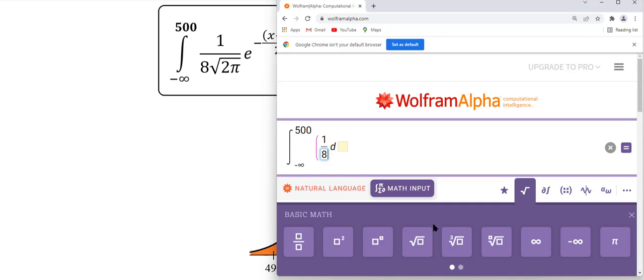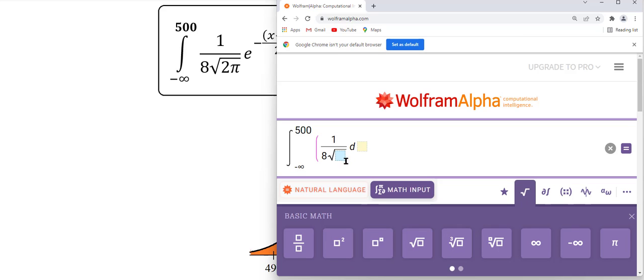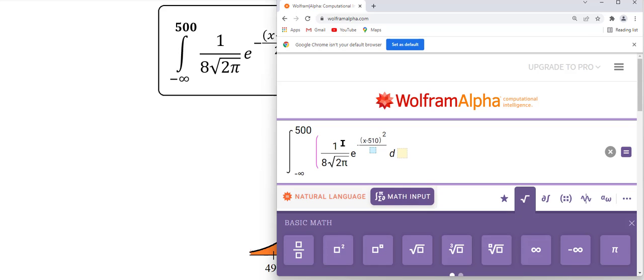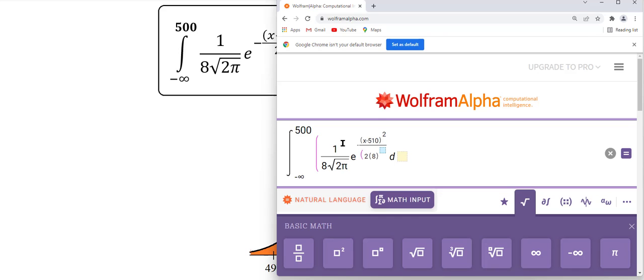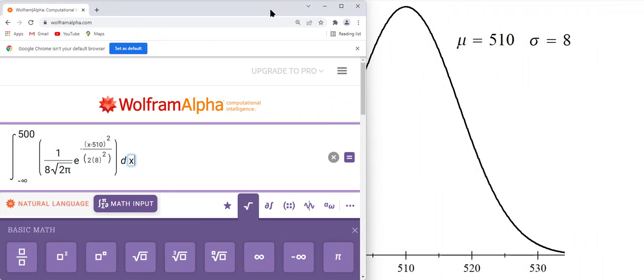So this is 8 times the square root of 2 pi. We have 2 here and we got pi. Then we go e to the power, in the routine manner, negative (x minus 510) squared, and then divided by 2 times 8 squared. Then we close the bracket. Sorry for going so slow. Then we close the other, big bracket, and then say dx, and hopefully we should get the value.